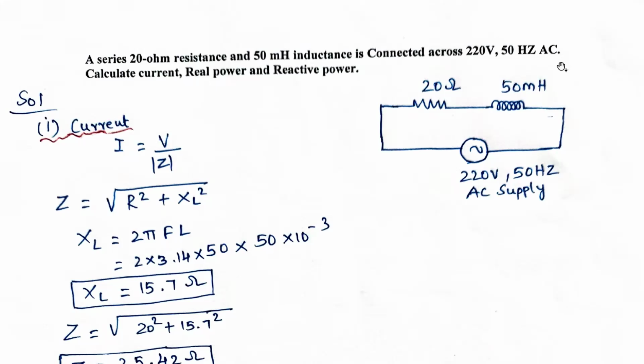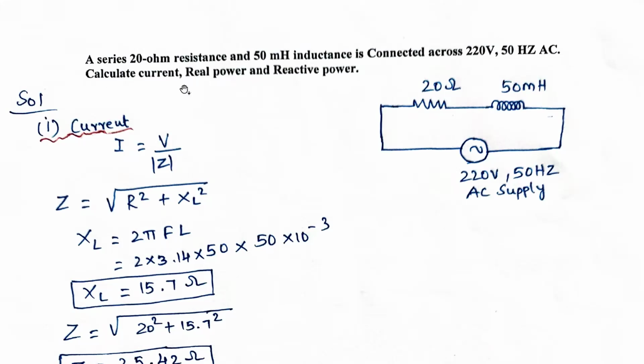Very good morning, all. Today we are going to see a simple circuit, an RL series circuit. Take down this problem. A series 20 ohm resistance and 50 millihenry inductance is connected across 220 volts 50 hertz AC. Calculate current, real power, and reactive power.